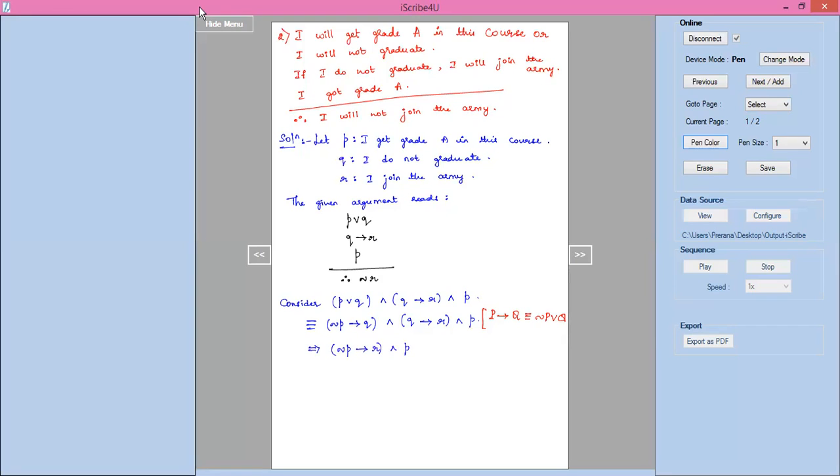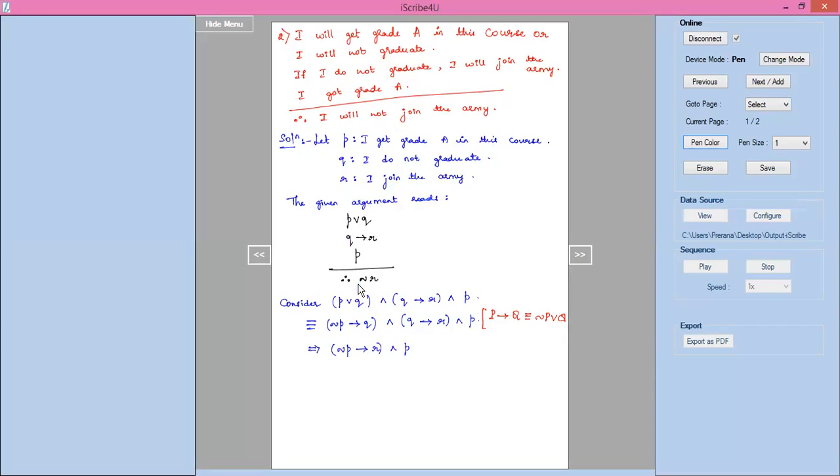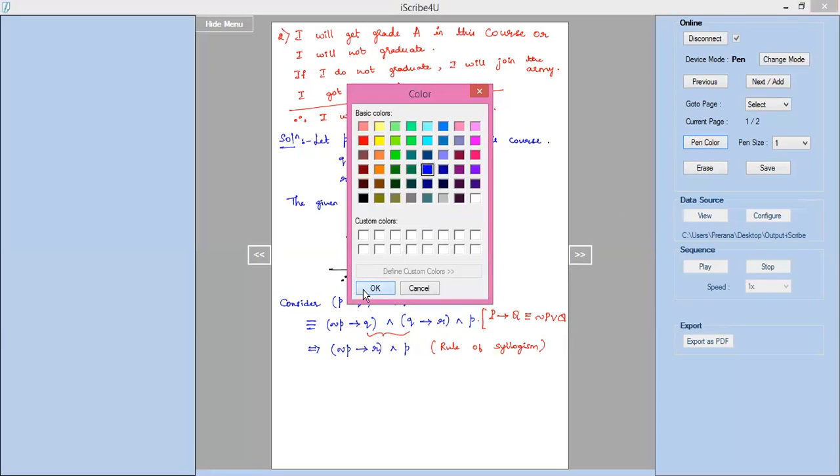So this is using which rule? We have applied rule of syllogism. We combined these two and applied rule of syllogism. Now we again use another rule and try to obtain the required resultant.